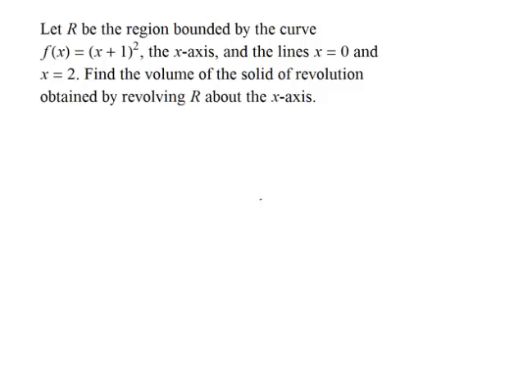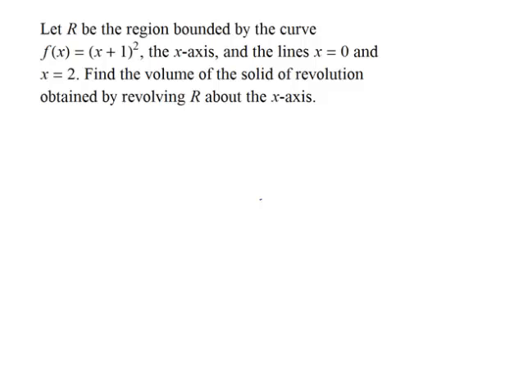Let R be the region bounded by the curve f of x equals (x + 1)², the x-axis, and the lines x = 0 and x = 2. Find the volume of the solid of revolution obtained by revolving R around the x-axis.